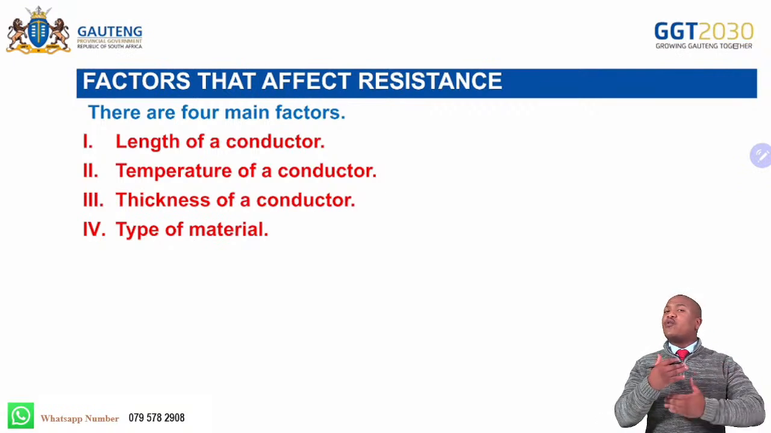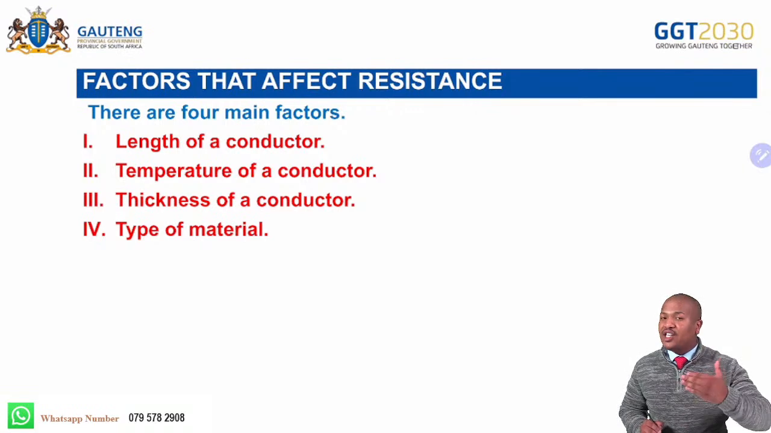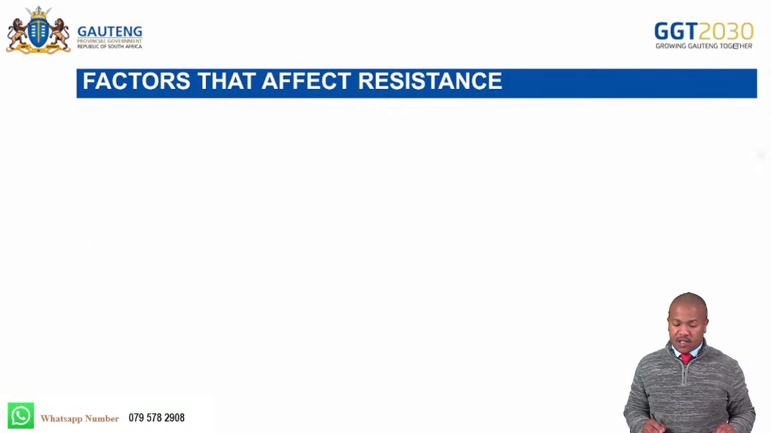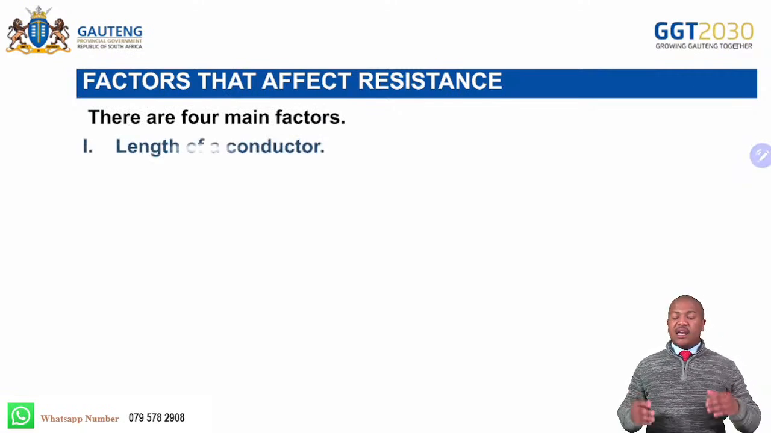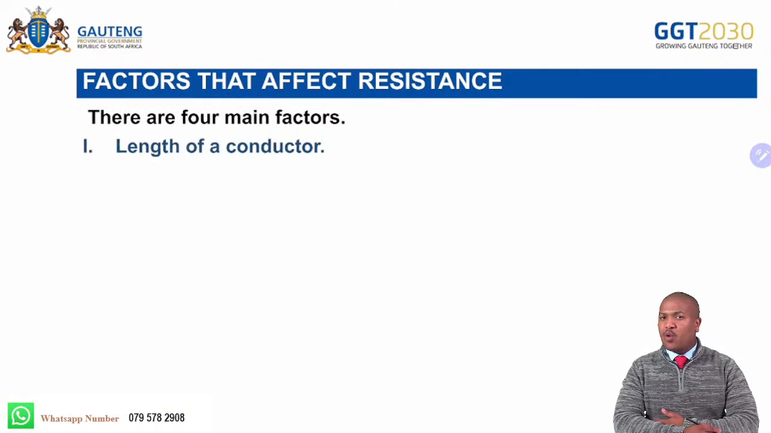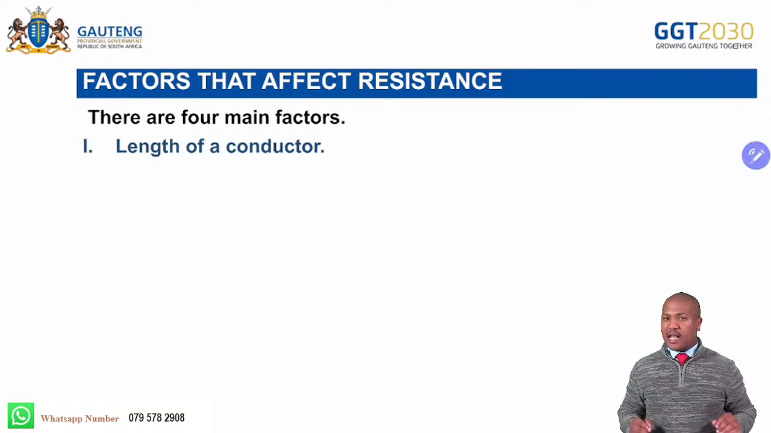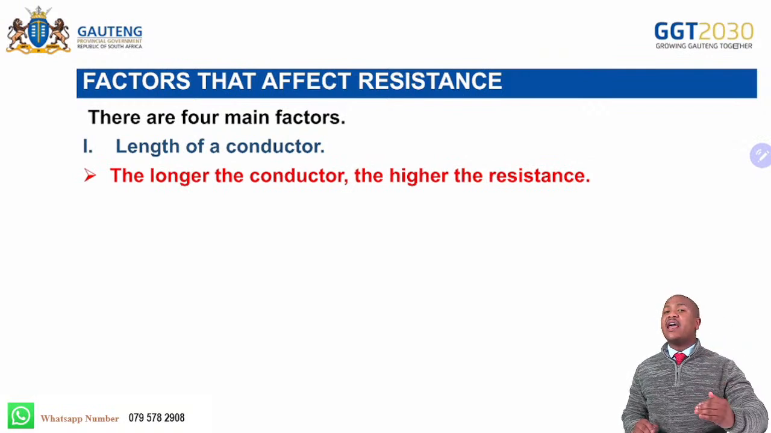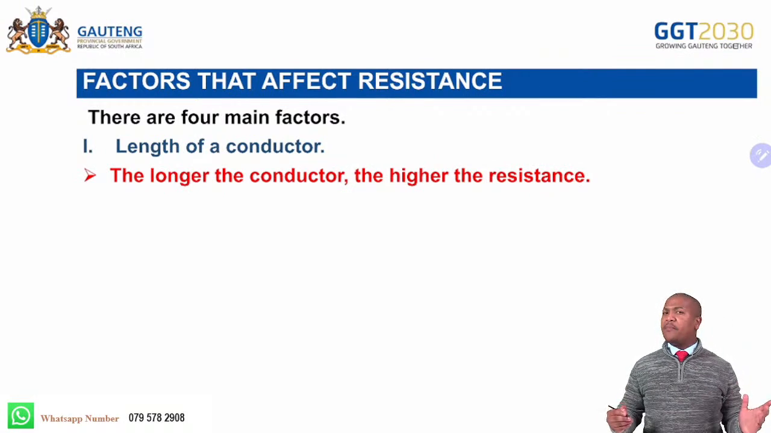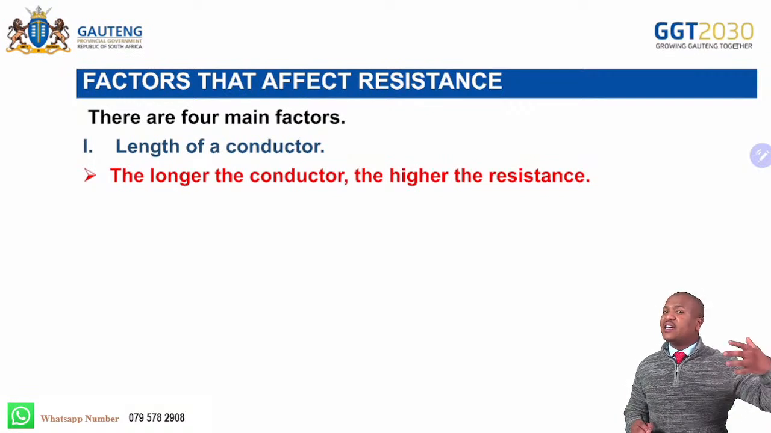And I know some of you are wondering how now, right? Don't worry, we're going to discuss each and every one of them right now. Starting off with the first one, which is length of a conductor. So the question is, how does length of a conductor affect resistance? This is how. The longer the conductor, the higher the resistance. What do I mean? The longer the conductor, the higher the resistance.